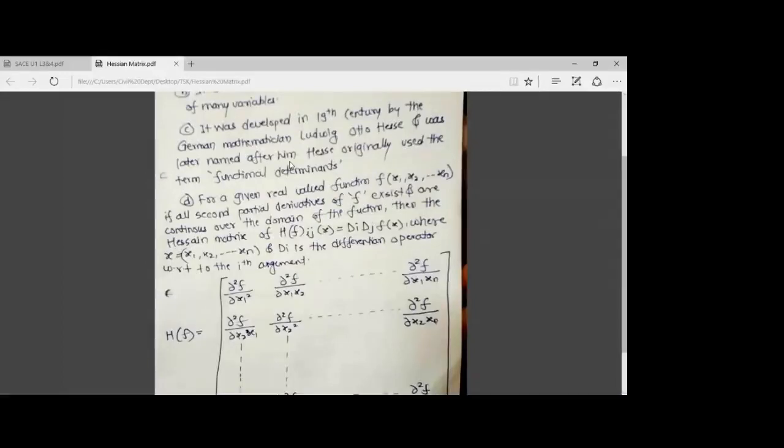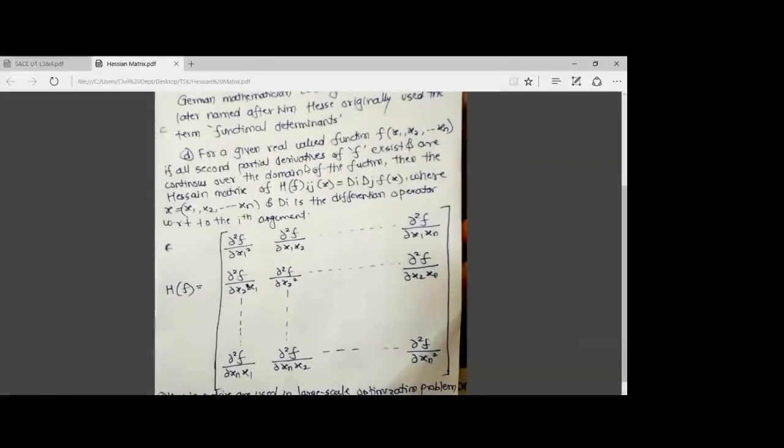He was a very humble person, and initially the mathematician Hesse was calling this invention of his functional determinants only. So initially he himself did not give his name to it; he called it functional determinants. Later people gave his name to these functional determinants, and nowadays it is called the Hessian matrix. So he was a very humble person who didn't give his name to his own invention, right?